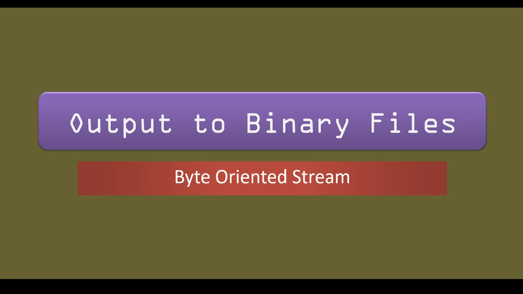In this video, we are going to discuss output to binary files. We are going to use byte-oriented stream classes to store the data into the binary files. So, if you have already watched output to text files, then this video will be easy for you. If you have not watched that, please do watch it, and then you can follow this one easily.